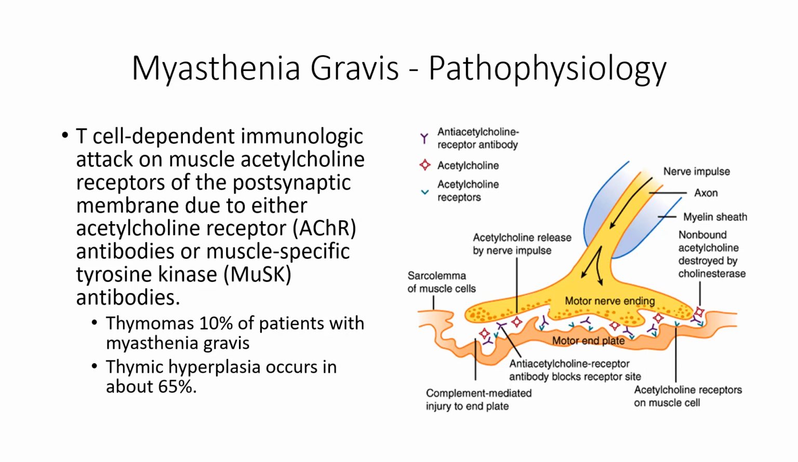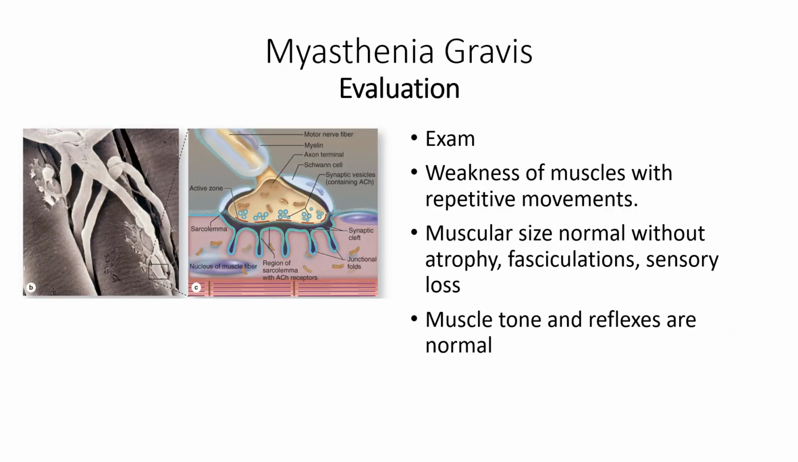Why do these antibodies get produced? Well, it is not well understood, but what is known is that 65% of patients with myasthenia gravis demonstrate thymic hyperplasia, and 10% of them exhibit thymomas, which can be malignant. So the presence of these thymic changes suggests that there's some role in the thymus programming for the antibodies that get produced. In terms of evaluation, on physical exam we will see weakness of the muscles with repetitive movements. We will not see any atrophy, fasciculations, or sensory loss because this is a pure motor end plate lesion. And then the muscle tone and reflexes will typically be normal.